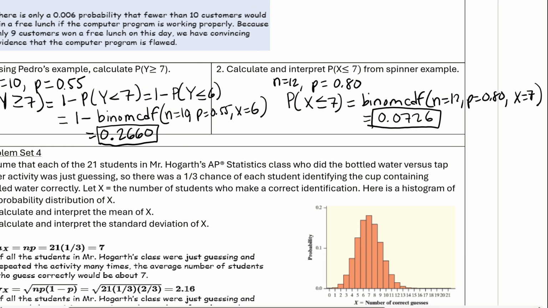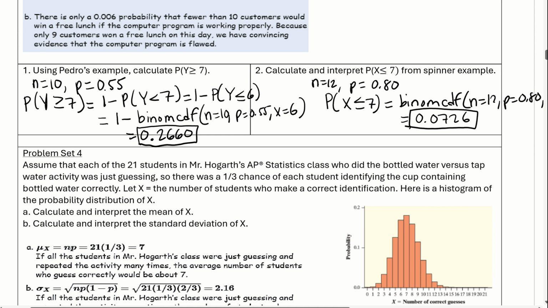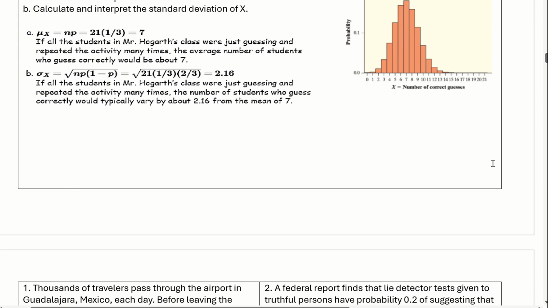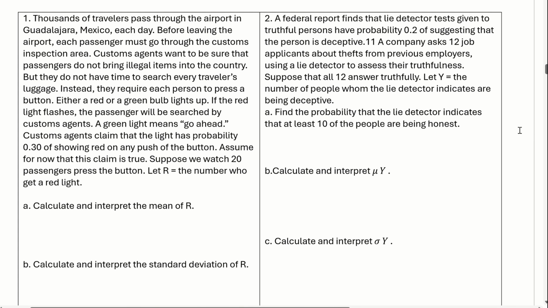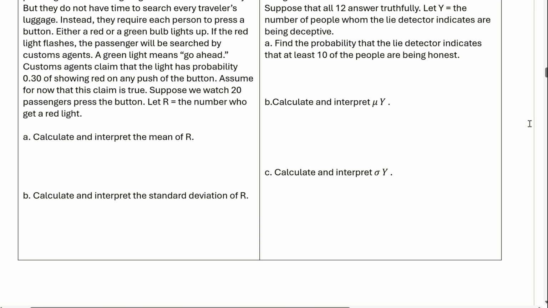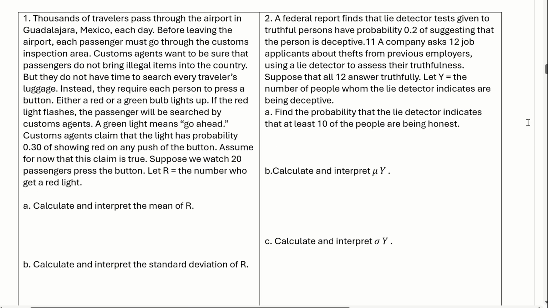All right, so we're wrapping this up. Now we're in the last problem set. The last problem set is about calculating parameters of a binomial distribution, such as the mean and standard deviation. We have a couple of questions here.